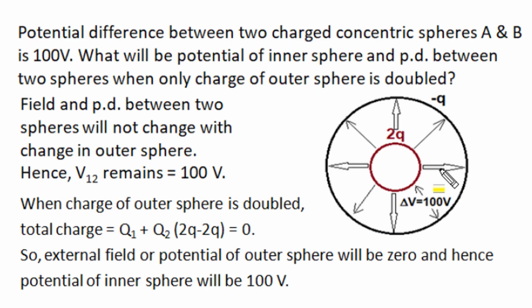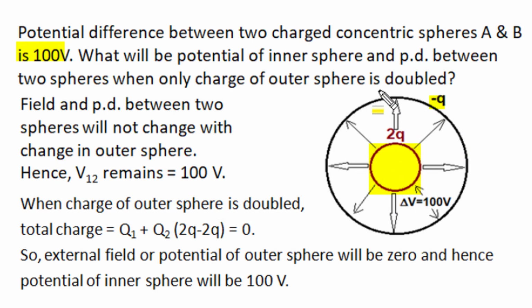Let's end this learning video with this interesting problem. We are given two charged conductor spheres. Inner sphere has plus 2q charge and outer black sphere has minus q charge, and there exists a potential difference between these two spheres, which depends only on charge of inner sphere, equal to 100 volt. Now if by any action we double this minus q charge to minus 2q charge, then we have to find out potential of this inner sphere.